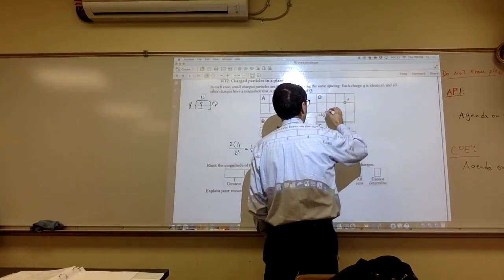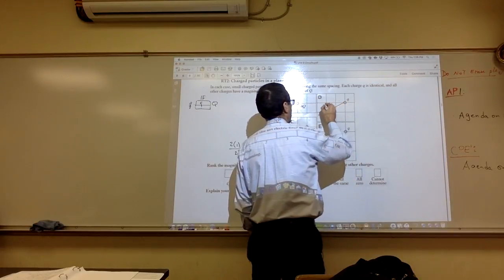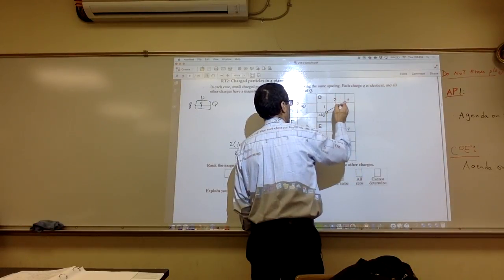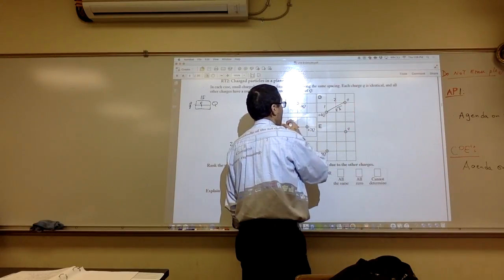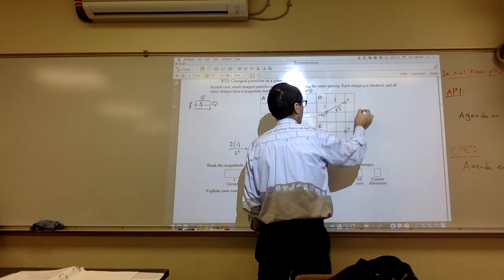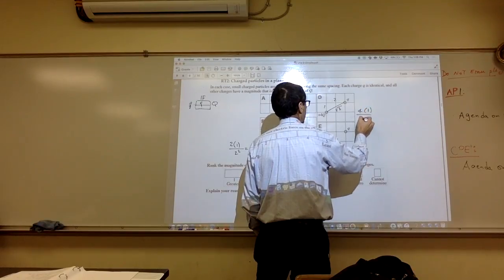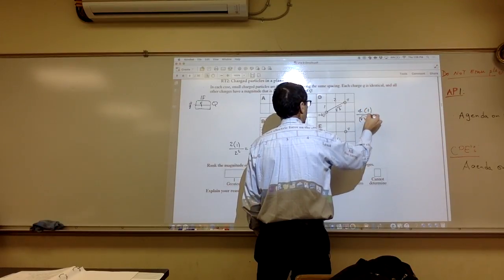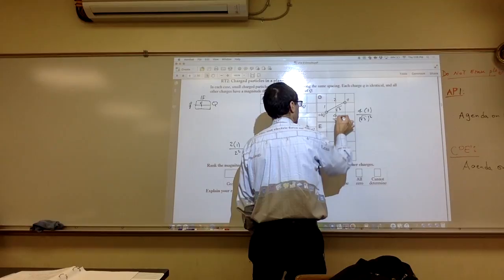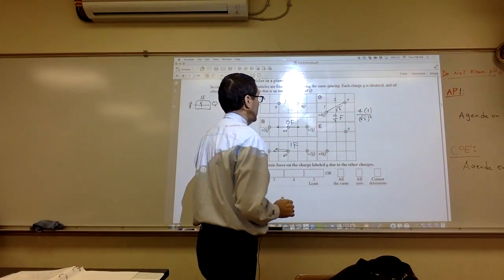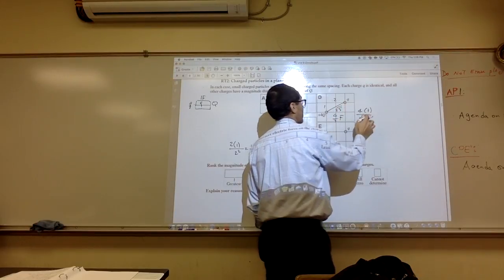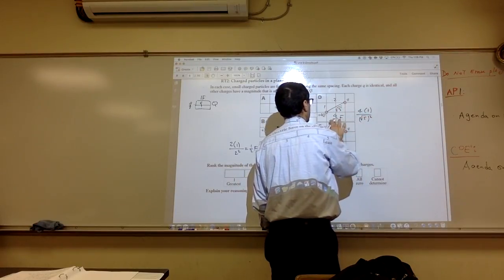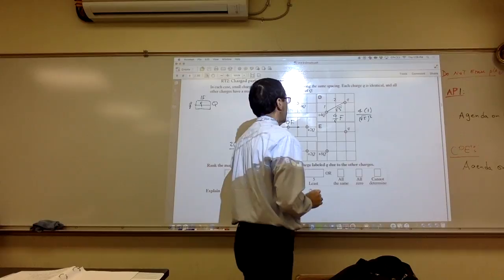In here, if this is 1, 1, 1, so we can go this 1, this is 2. This is going to be basically radical 5. So the force will be 4 times 1 divided by radical 5 squared. So this is going to be 4/5 of F.